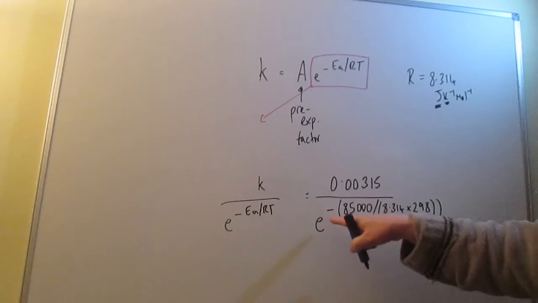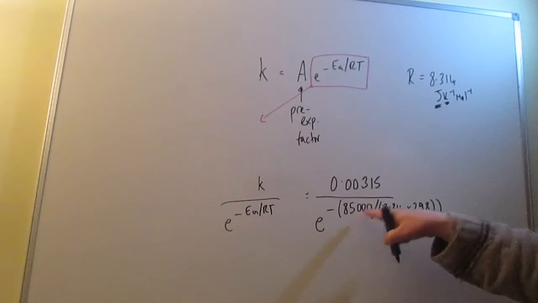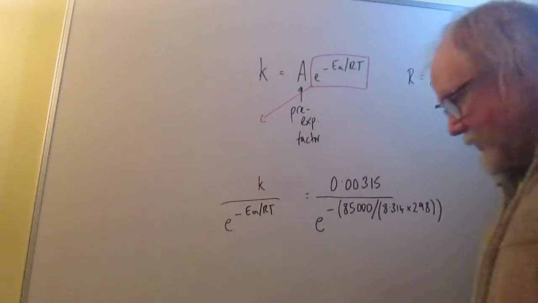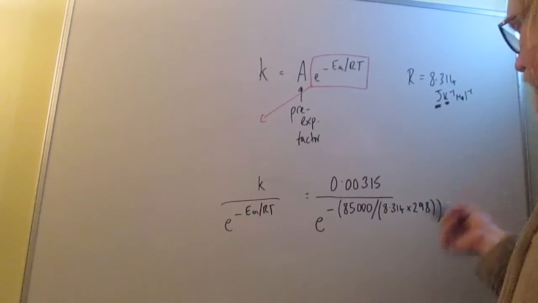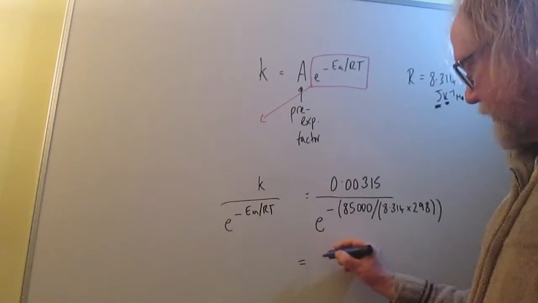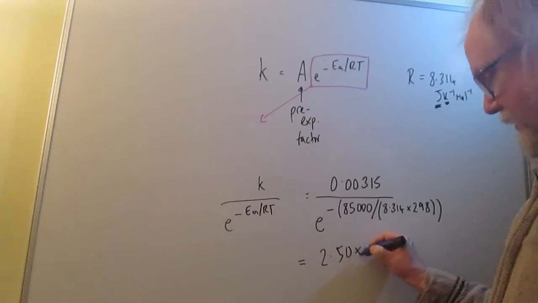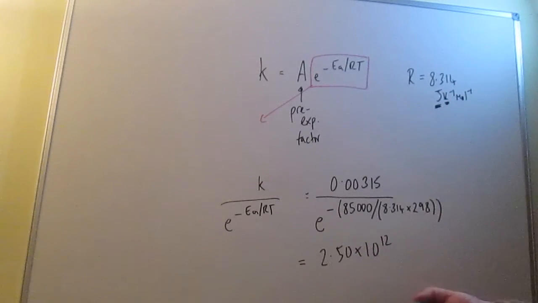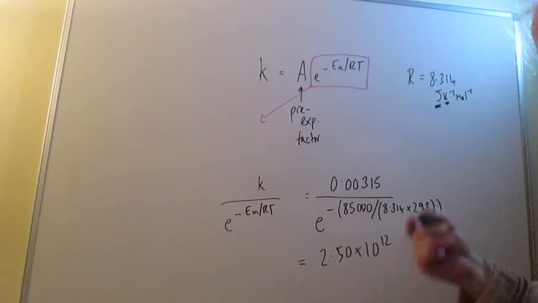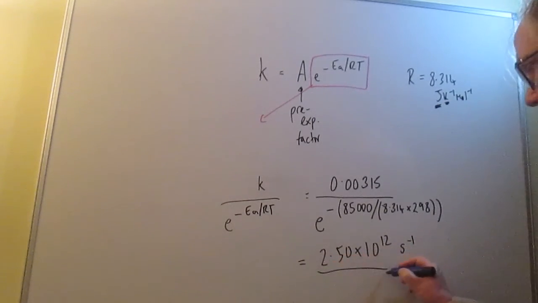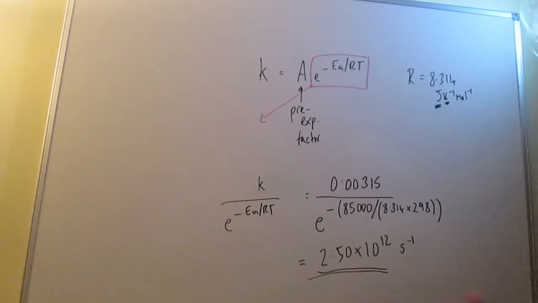0.00315 divided by e to the minus 85,000 divided by 8.314 times 298. So you've obviously got to be careful entering it into your calculator to make sure that you put the brackets in correctly and so on. But if you do that, the answer you should get is 2.50 times 10 to the 12. The units of the pre-exponential factor are the same as the units of the rate constant, so if it's a first order reaction there'll be seconds to the minus 1, but we don't care about those in this question, we just want the value, and that tells us that the right answer is A.